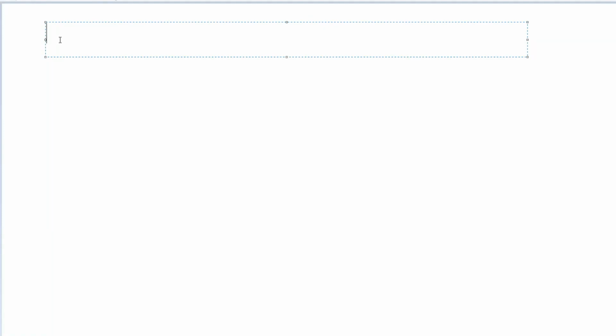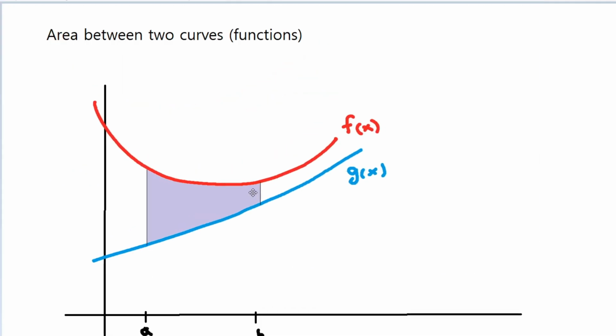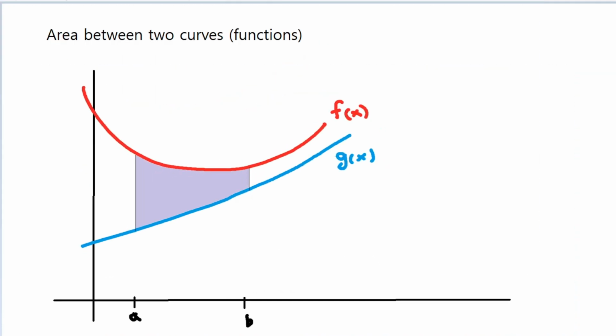Okay, so today's lesson is called area between two curves. Let's start with pretending that there's a function called f of x and g of x, like this. Now we have f of x and g of x. Our goal is to figure out the area between two curves from A to B, which makes this purple area.